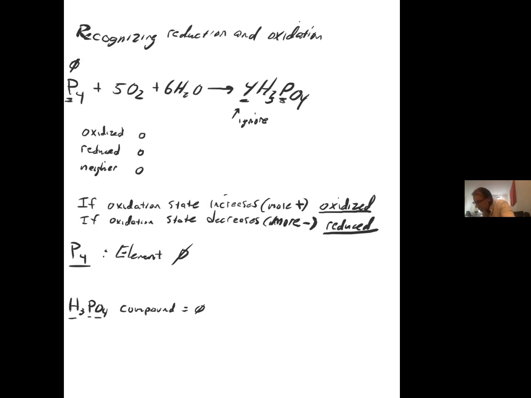So we got 3 hydrogens. Hydrogen is +1. We have a phosphorus. We don't know what phosphorus is. That's what we're trying to find. And then we have 4 oxygens, and we know that oxygens are -2. It's a compound, so they got to add up to 0. Okay. So 3 times +1 is +3. 4 times -2 is -8. So 3 and -8 is -5.